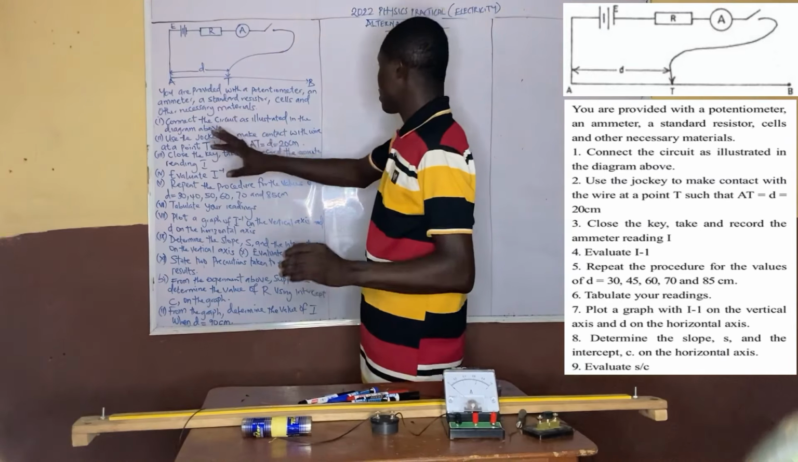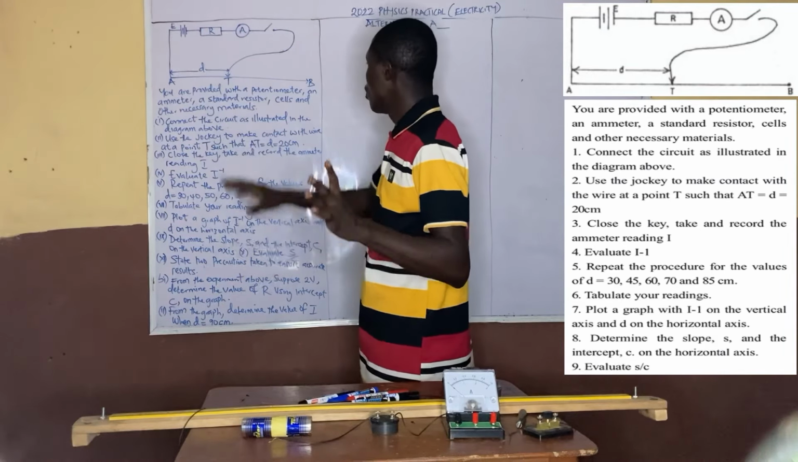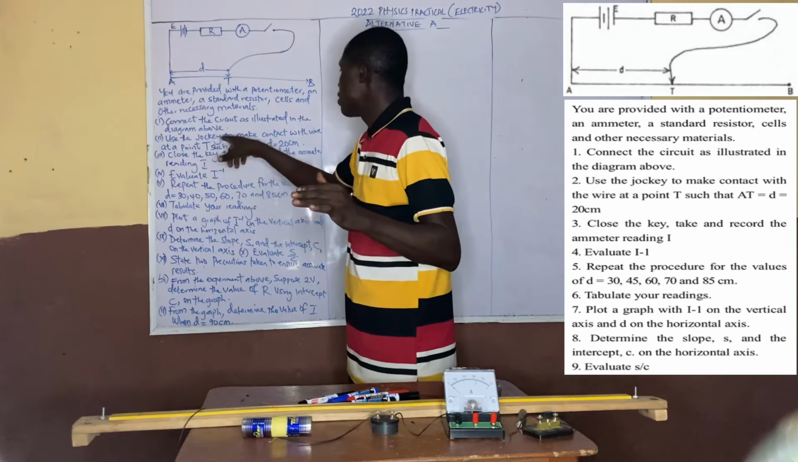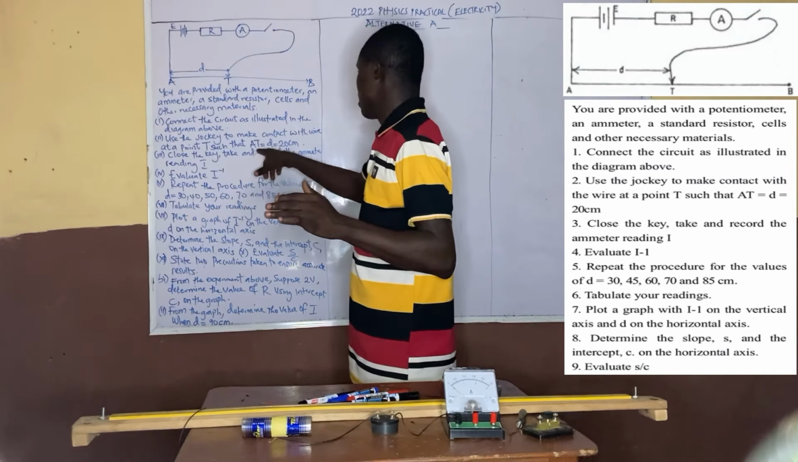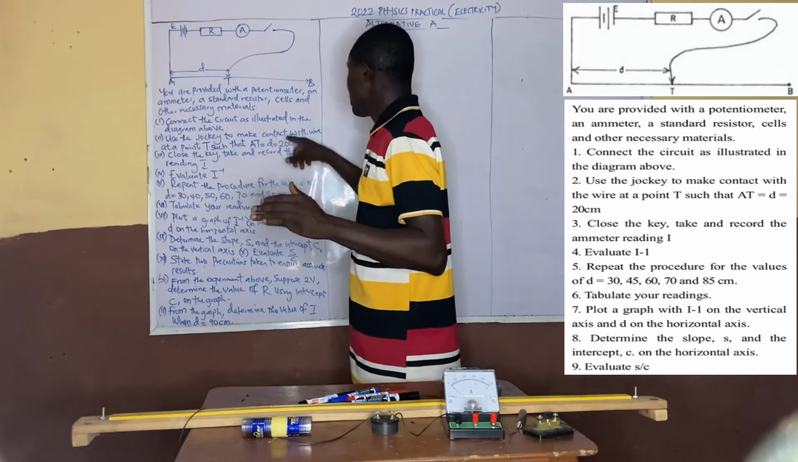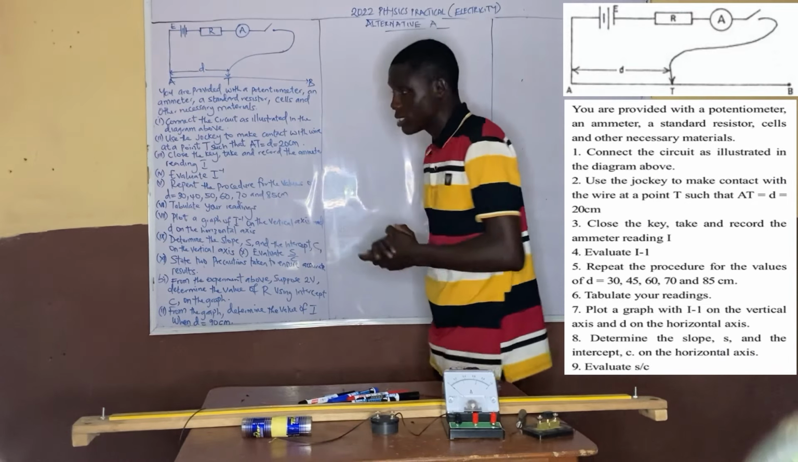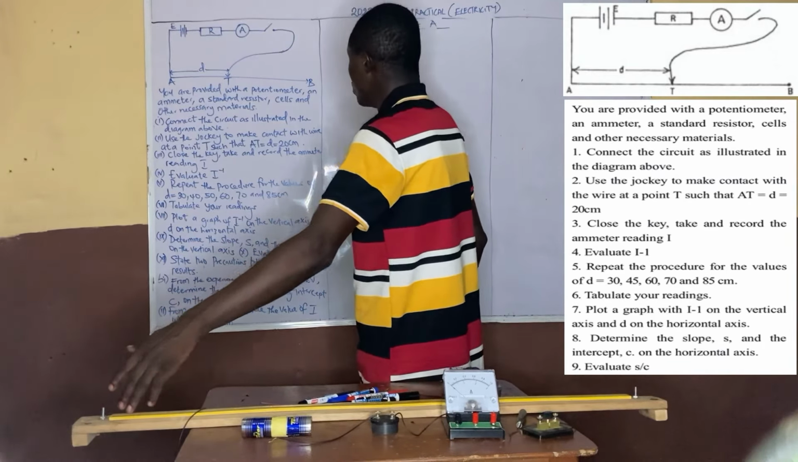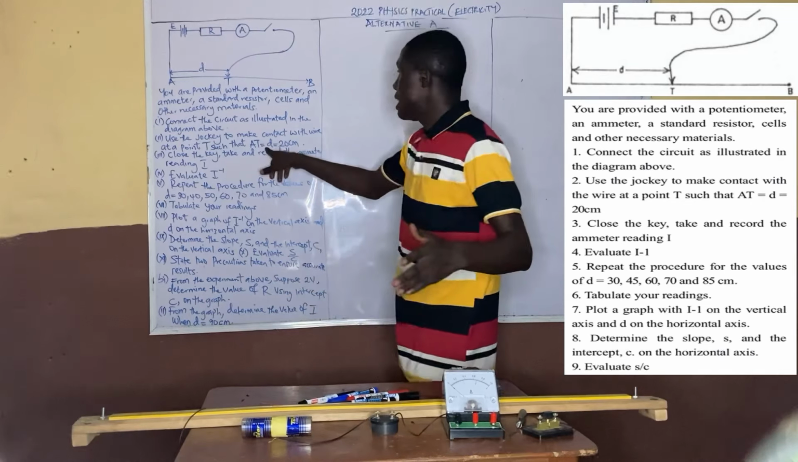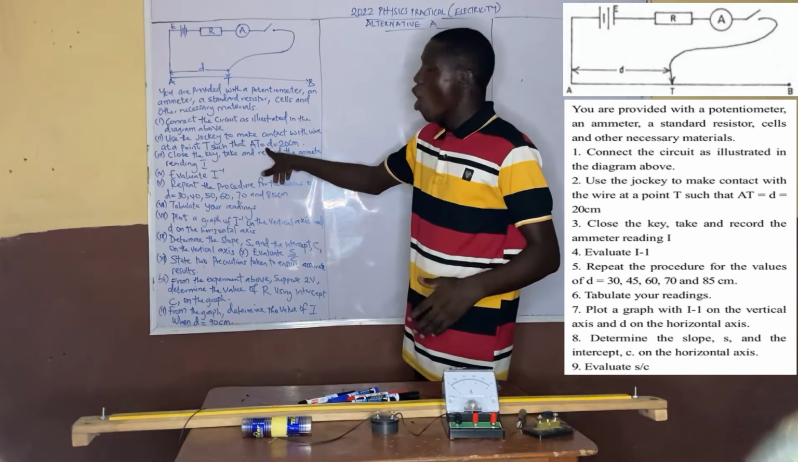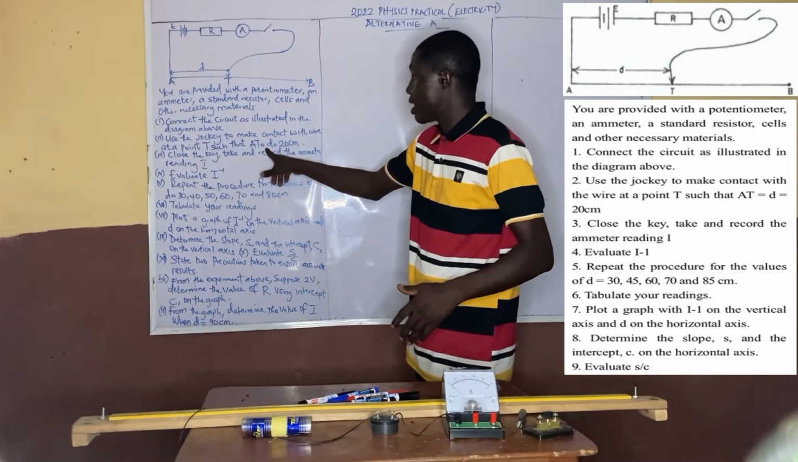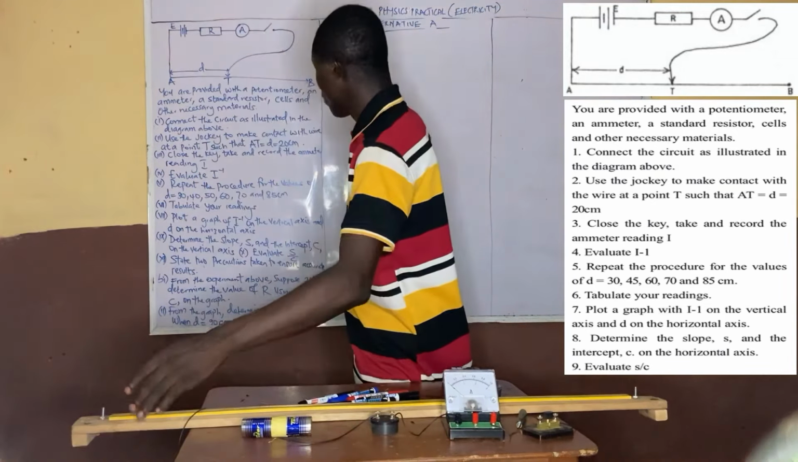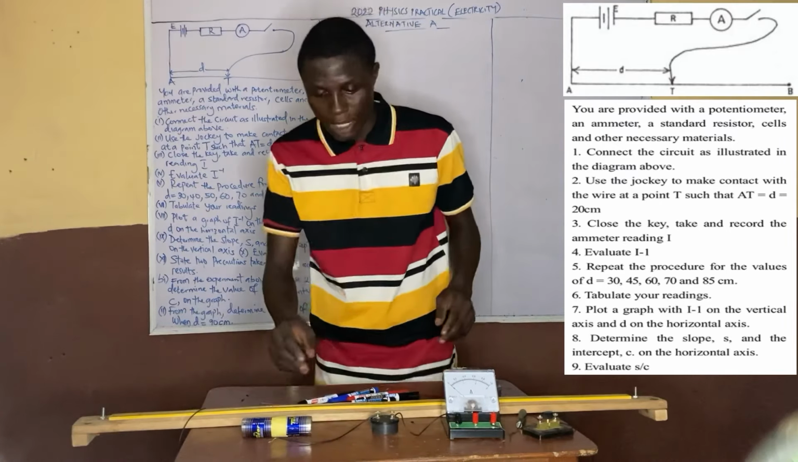Connect the circuit as illustrated in the diagram above. Use the jockey to make contact with the wire at a point T such that AT is equal to D, equal to 20 centimeter. Now we have to make a contact from point A here to point T, so that it makes a distance of 20 centimeter. So we have to make a contact from here to 20 centimeter.